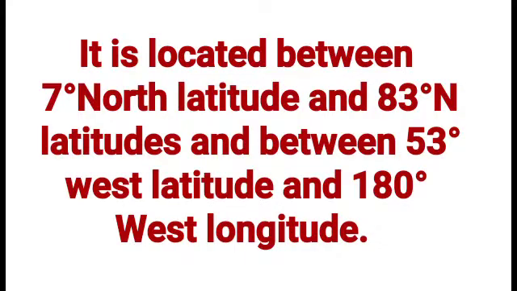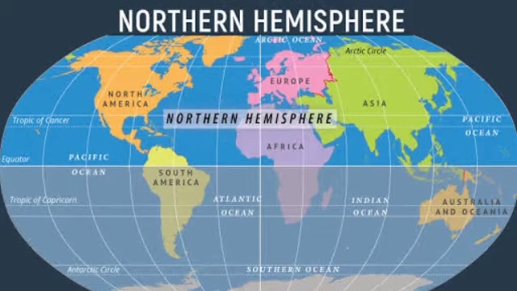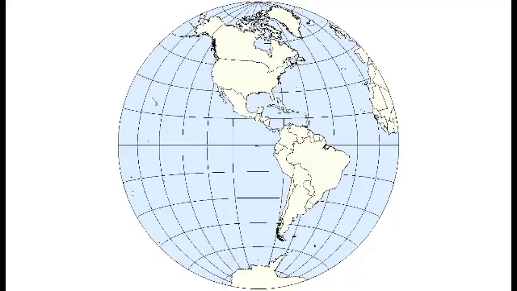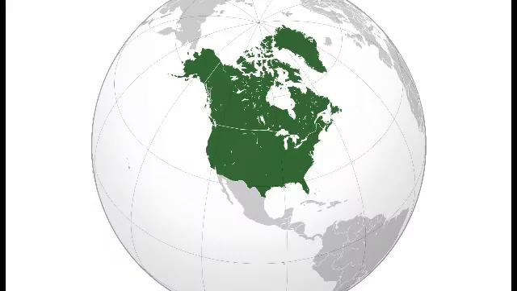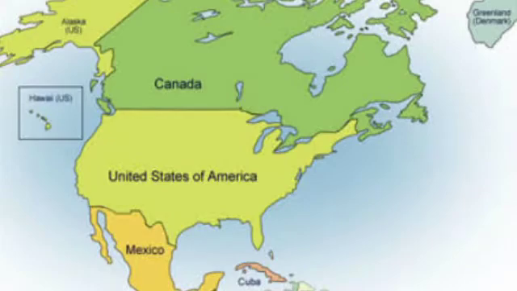It is located between 7° north latitude and 83° north latitude, and between 53° west longitude and 180° west longitude. It is entirely within the northern hemisphere and western hemisphere. It can also be described as a northern subcontinent. North America has three large countries. They are Canada, USA, and Mexico. It is entirely in the northwestern hemisphere.